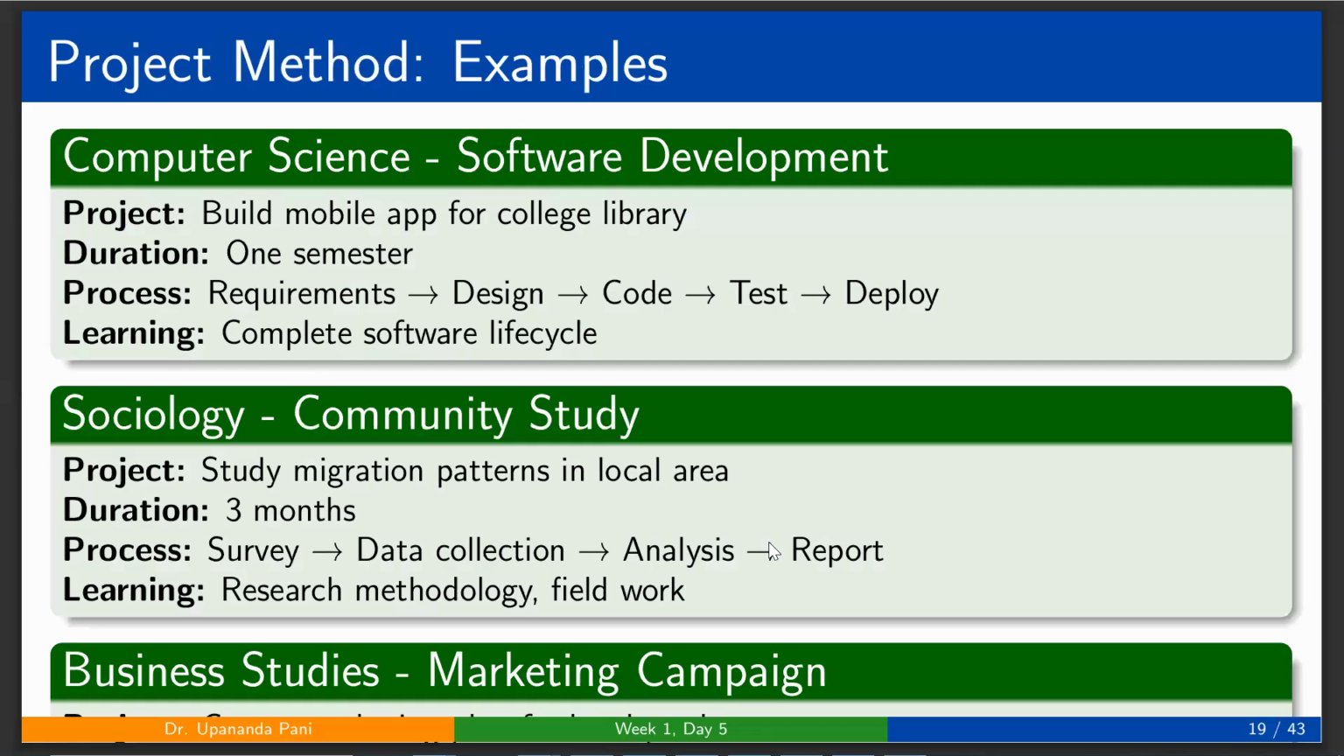Already we have discussed this. Some examples: in computer science, when we do software development, we build a mobile app, let's say for the college library. The duration is 1 semester. What we require is design, code, test and deploy. So the learning is basically the complete software life cycle.